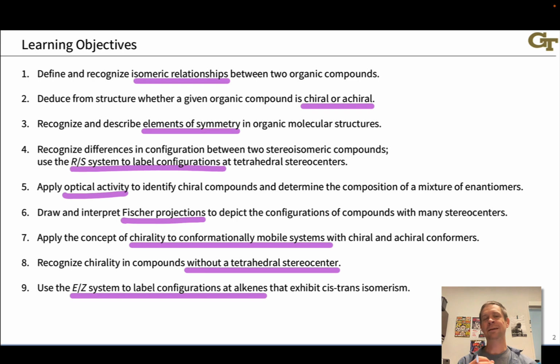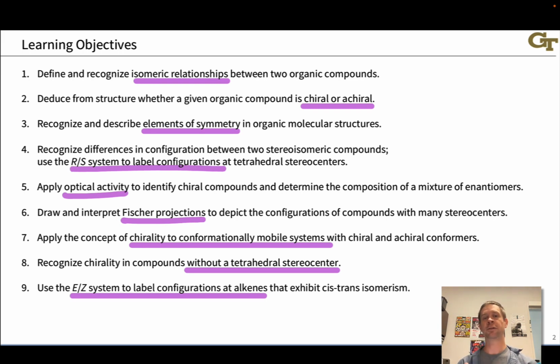We're going to learn how to label configurations. One thing we'll notice in looking at stereoisomers is that with respect to the naming conventions we've already seen, stereoisomers have the same names. We actually need new naming conventions to distinguish between different stereoisomers, and this is where the RS and EZ conventions in Learning Objective 9 come into play.